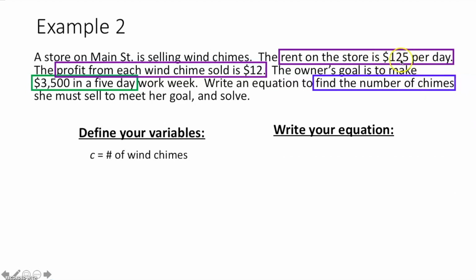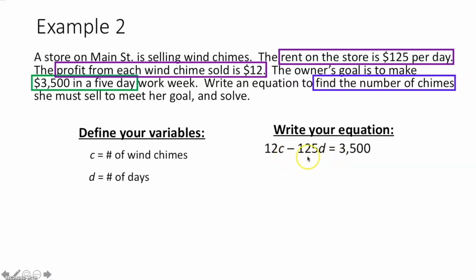Now, this is interesting because it's $125 per day. It's not just $125. So what we actually have to do, since it's per day, we're going to make another variable. And we're going to put D is equal to the number of days. So here's how we can write our equation. We know it's equal to 3,500. So we're going to do our profit, which is 12 times the number of wind chimes, so 12 times C. But then we have to take away the rent, right? Because we have to pay out of our profit the rent. So 12C minus 125 per day, so times the number of days, is equal to 3,500.